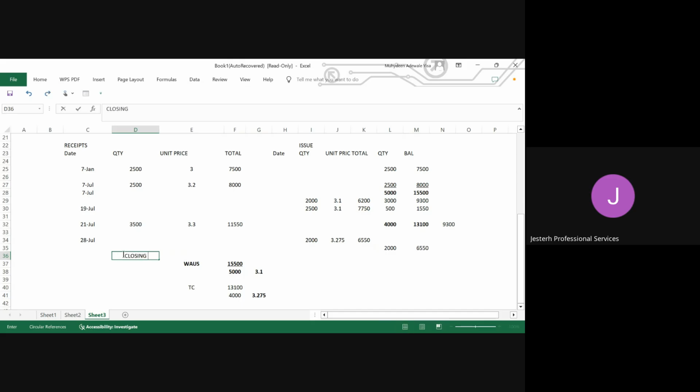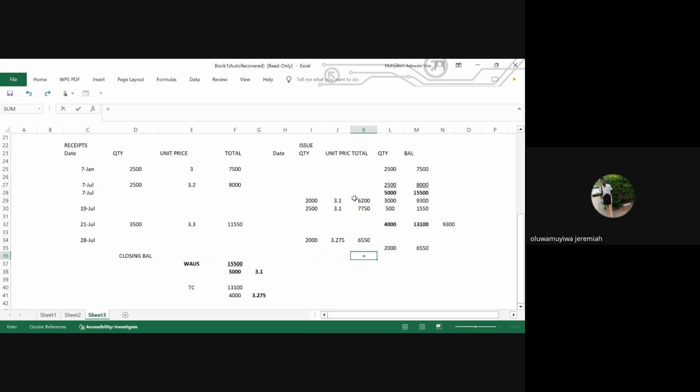Now this one is very simple, unlike the last in, last out, and the first in, first out. Once you are able to get the closing balance. Now this is our closing balance. And then, like I did from the last class, where we were able to know the total value.